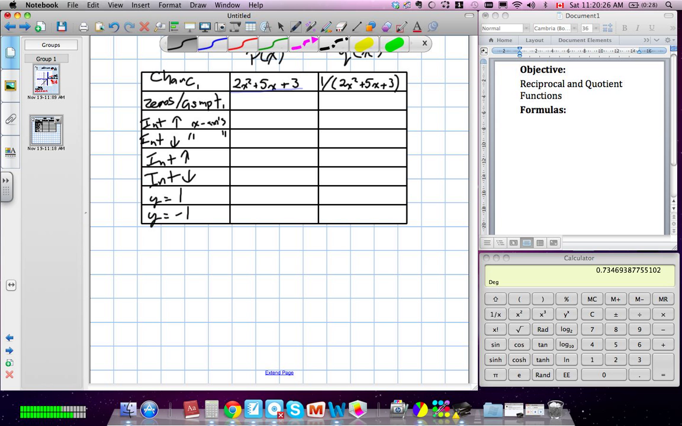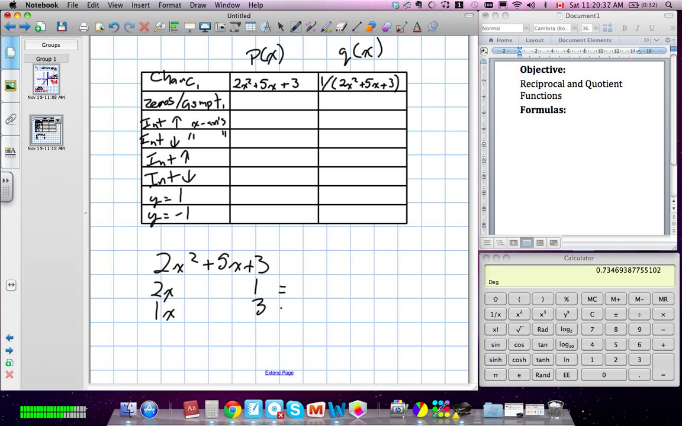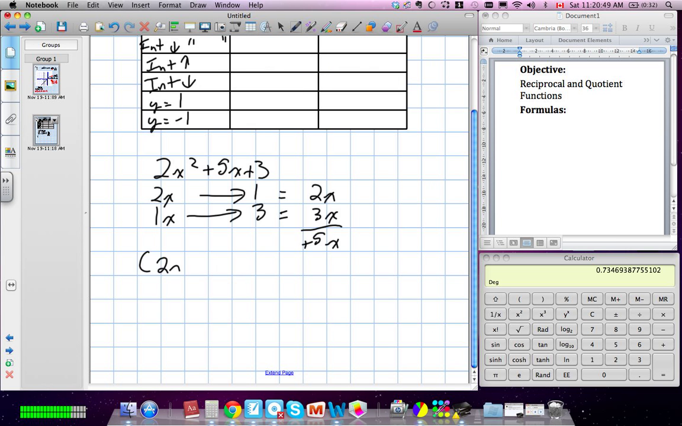So we have 2x squared plus 5x plus 3. In order to find the zeros, we have 2x times 1 and 1 times 3. I know they got to add to positive 5x. It works out perfectly if we go straight across because we'll get 2x and 3x. So in other words, our function is 2x plus 3 and x plus 1. Are you okay with that? Yeah. Okay.